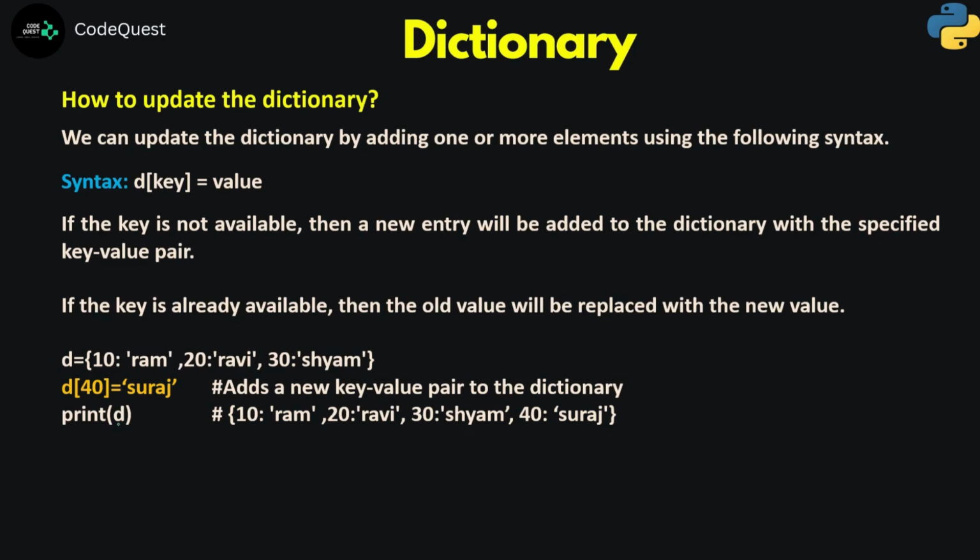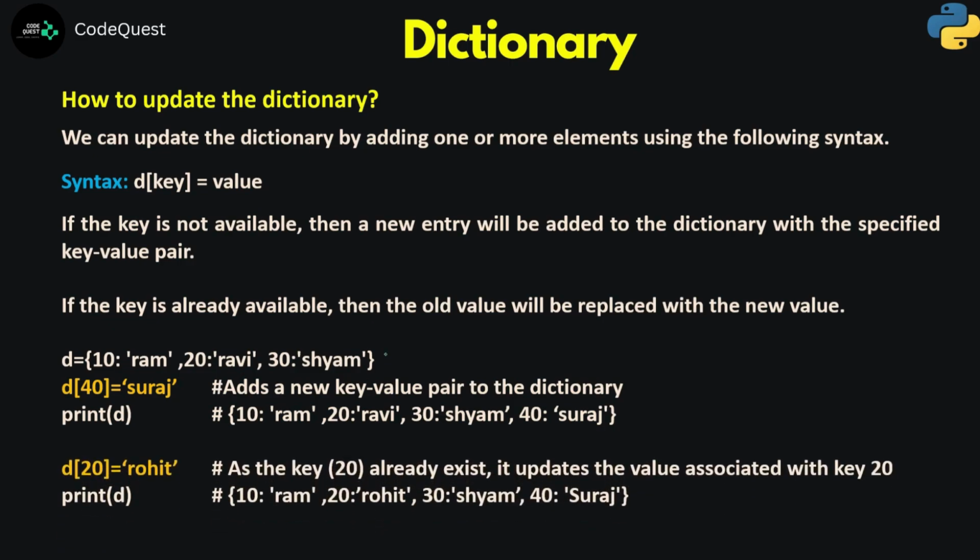Okay. Now when I'm printing D, I can get all these 4 items. I do not guarantee that this is the same order because we know the insertion order is not preserved. But anyway, earlier we had 3 items. Now it is going to have 4 items.